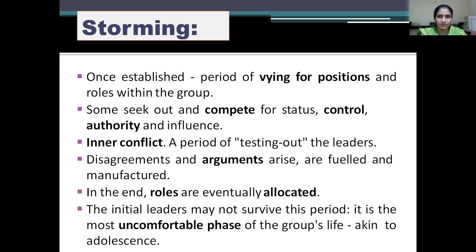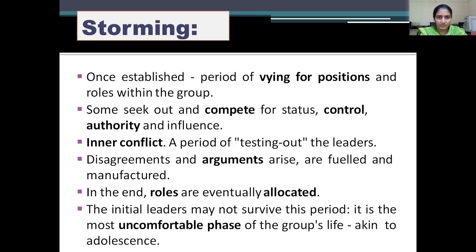Then comes the storming stage. Once established, a period of vying for positions and roles within the group begins. Some seek out and compete for status, control, authority and influence. At the storming stage, the authority is framed. Any inner conflict, if there is any, would be sorted out. A period of testing out the leaders would be conducted at this stage. Then disagreements and arguments arise. If anyone is not agreeing with a particular decision, he may argue.